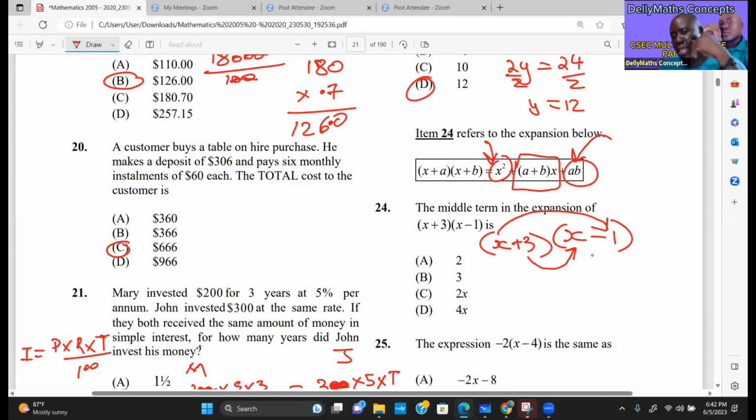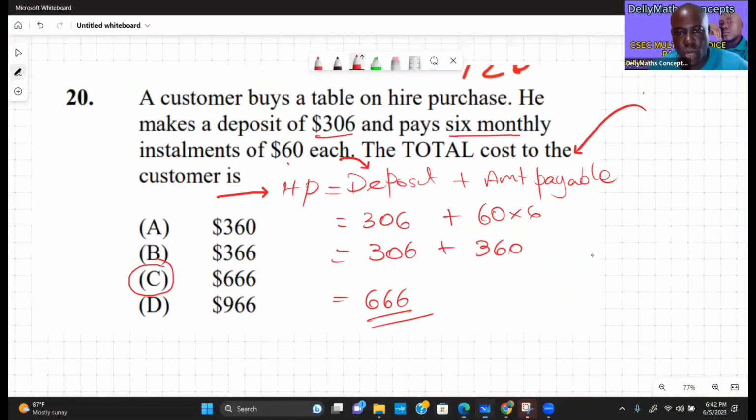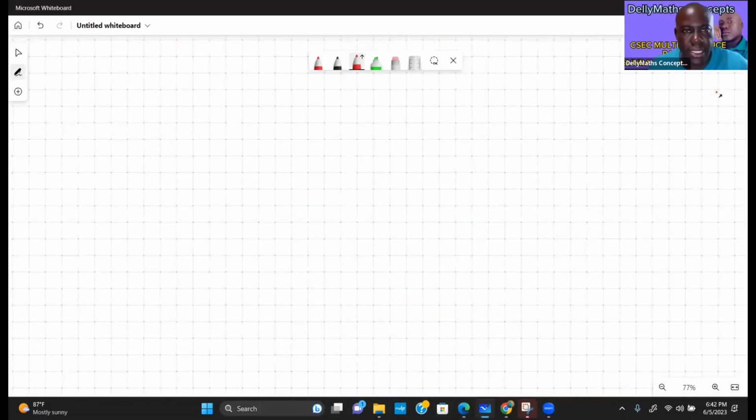So 3 times x gives you 3x. x times negative 1 gives you minus x. And that is 2x is the answer. Now, I'm going to have to do this the regular way for some other people. x plus 3, x minus 1. So let's come to this board. So we're looking at x plus 3, and we're also looking at x minus 1.